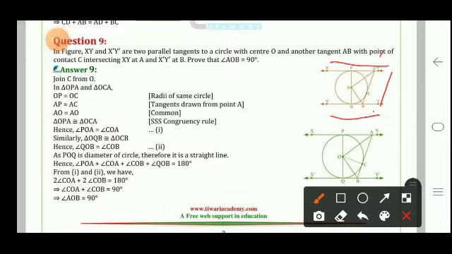So construction is required. We are joining OC here, as you see in the construction. Now in triangle OPA and triangle OCA, we can see that OP is equal to OC, radii of the same circle. Then AP is equal to CA, the tangents drawn from the point A. Then OA is equal to OA, this is common. So by the SSS congruency rule, both the triangles are congruent. Therefore angle POA and angle COA, both the angles are equal.